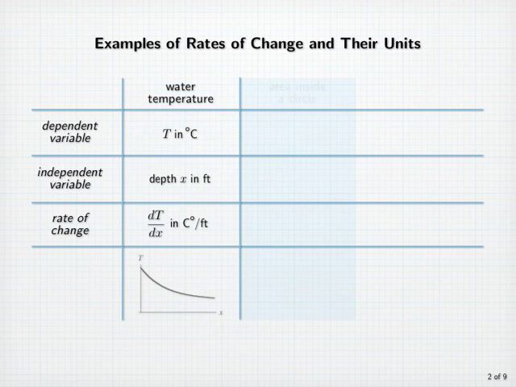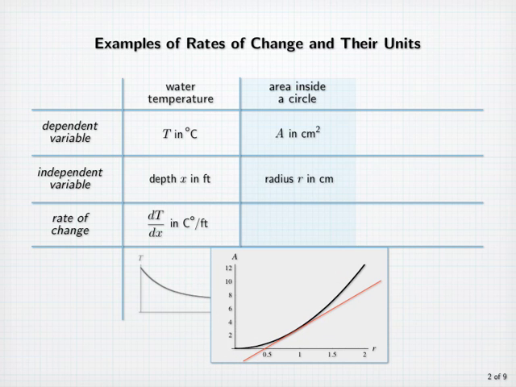In another situation, we might be interested in the area inside a circle. The dependent variable would be the area, capital A, and we may be measuring that in square centimeters. An independent variable we could use is the radius r in centimeters. We actually know what the graph of this function looks like because A is pi r squared. The graph of A is a parabola opening upward.